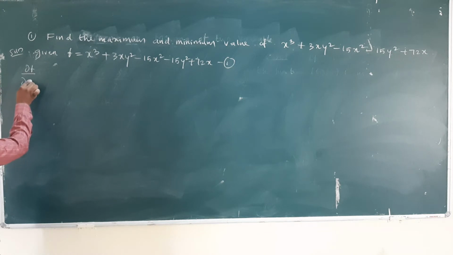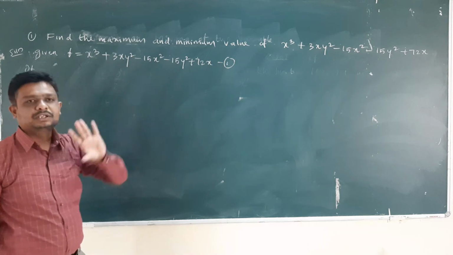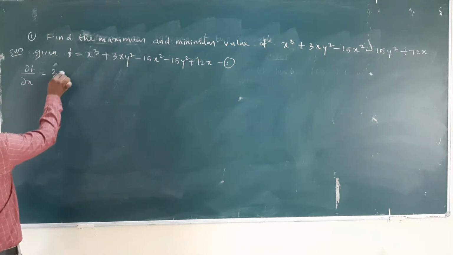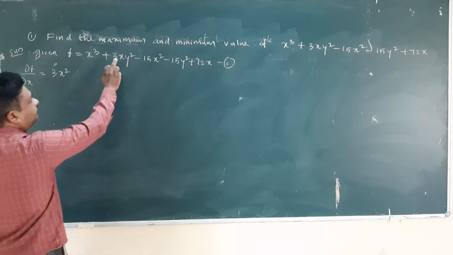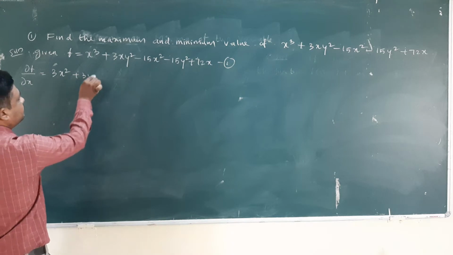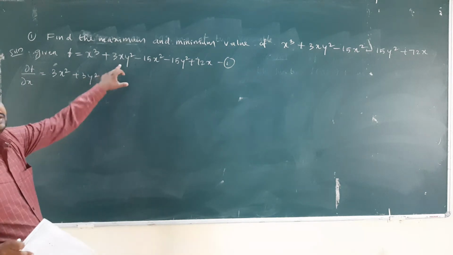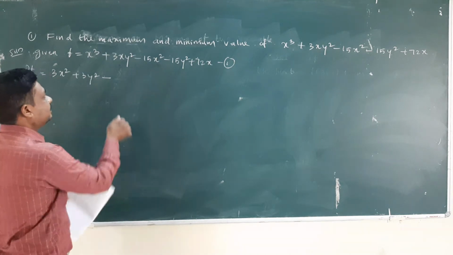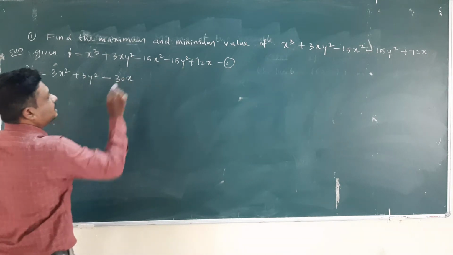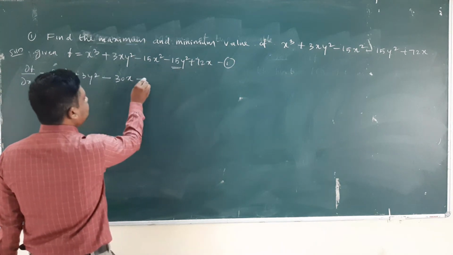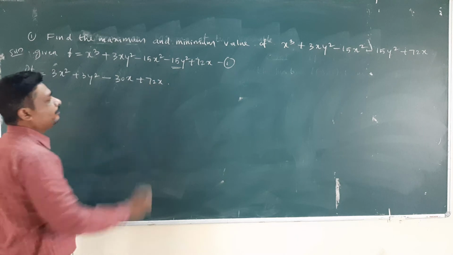First I will find ∂f/∂x. So I will differentiate equation number 1 partially with respect to x. Derivative of x cube is 3x square. Derivative of 3xy square is 3y square, because derivative of x is 1. Minus derivative of 15x square is 30x. Derivative of 15y square is 0 and derivative of 72x is plus 72.